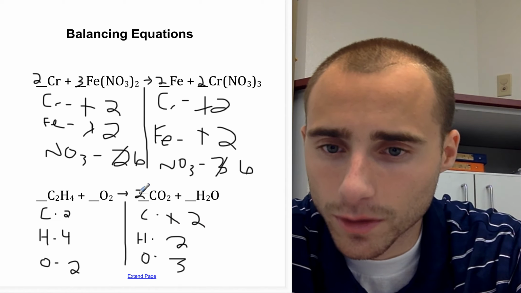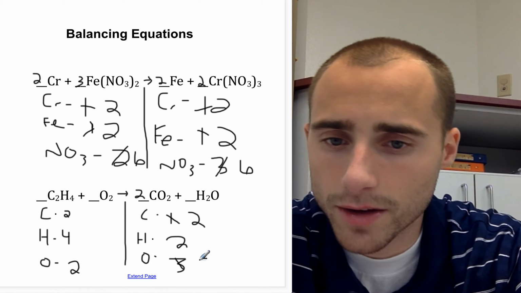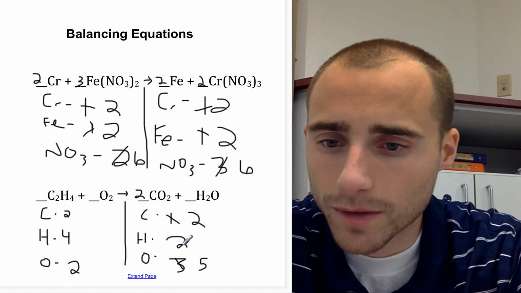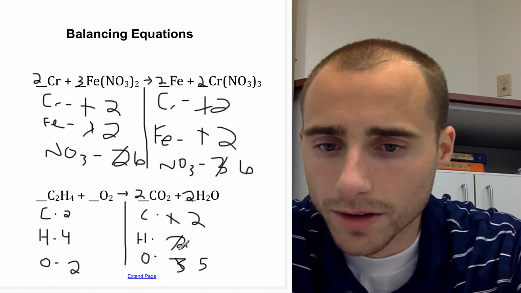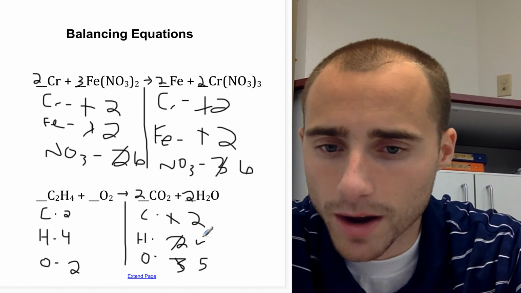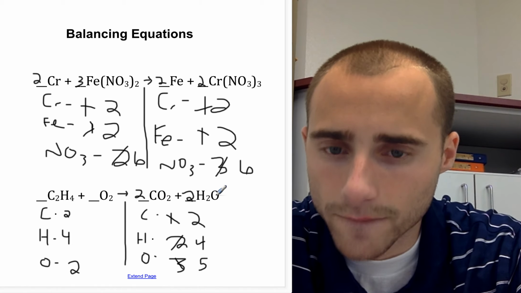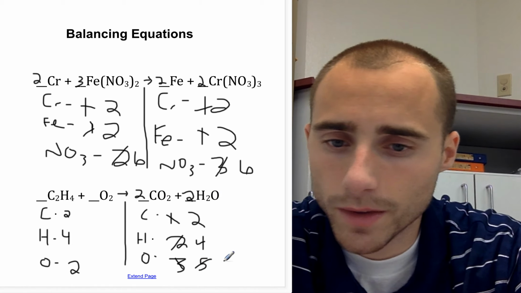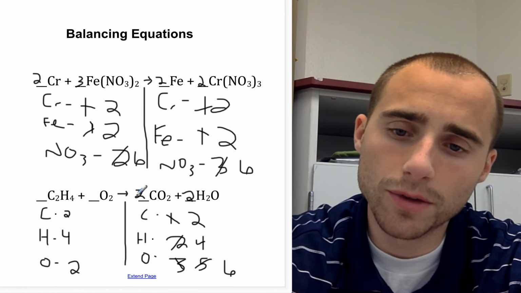Also turn our oxygens into 1, 2, 3, 4, 5. But we're not worried about oxygen right now. Let's change our hydrogens. We have 2 over here and 4 over here, meaning I got to throw a 2 on here. It's going to make our hydrogens 4. It's also going to switch up our oxygens again because now we have 1, 2, 3, 4, 5, 6. So we have 6 oxygens now. You see how I got that? We have 4 from here because 2 times 2 is 4.